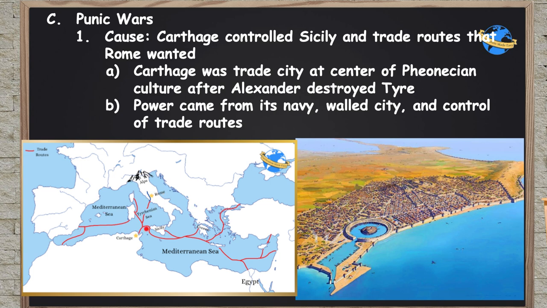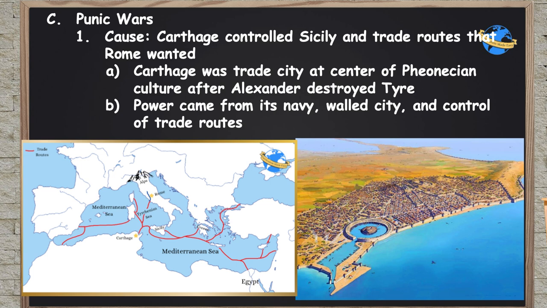Their main rival is the city of Carthage here across the Tyrrhenian Sea, which is a smaller part of the Mediterranean Sea. Carthage was a trade city that was at the heart of Phoenician culture after Alexander destroyed the city of Tyre, roughly about 60, 70 years before that.